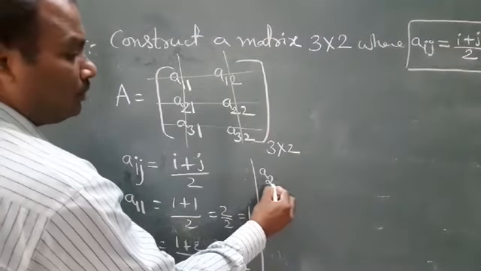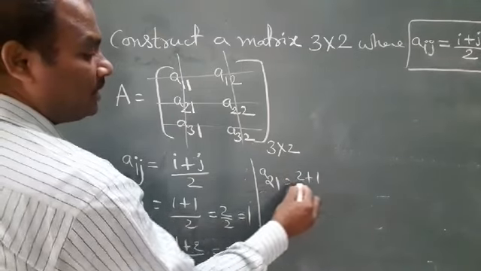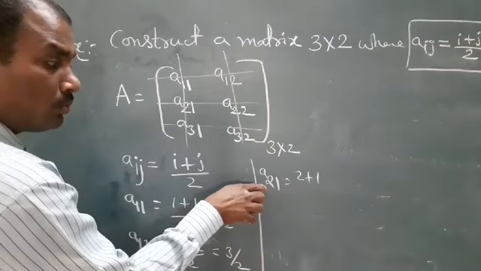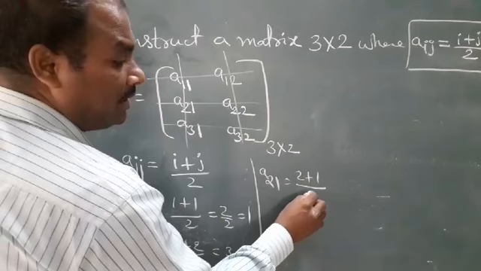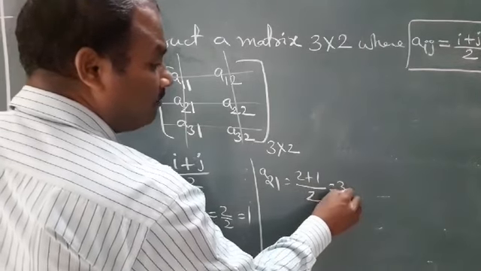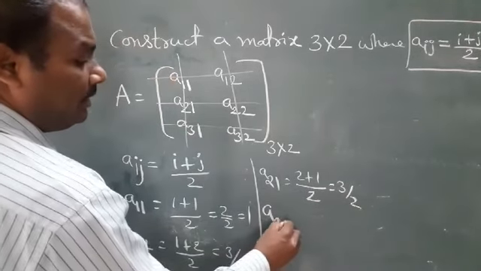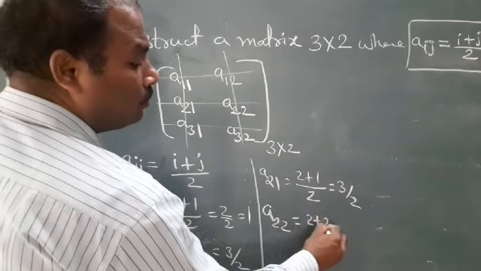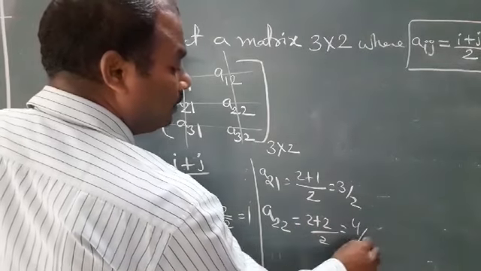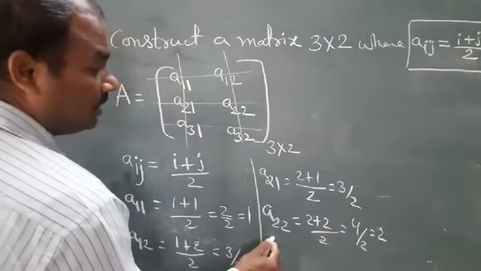A21. So 2 plus 1. Here i value 2, j value 1. 2 plus 1 by 2, so 3 by 2. Next value? A22. 2 plus 2 by 2. 4 by 2. This one is 2.